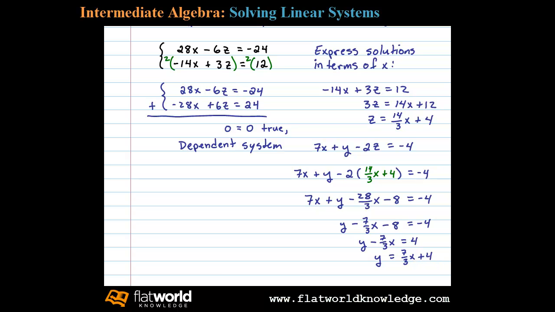So at this point we have y in terms of x and z in terms of x. We're ready to present our answer. Now our infinitely many answers will take the form x comma y, which we found was 7/3 x plus 4, comma z, which we found to be 14/3 x plus 4. So any ordered triple of this form where x is a real number will solve the original linear system.